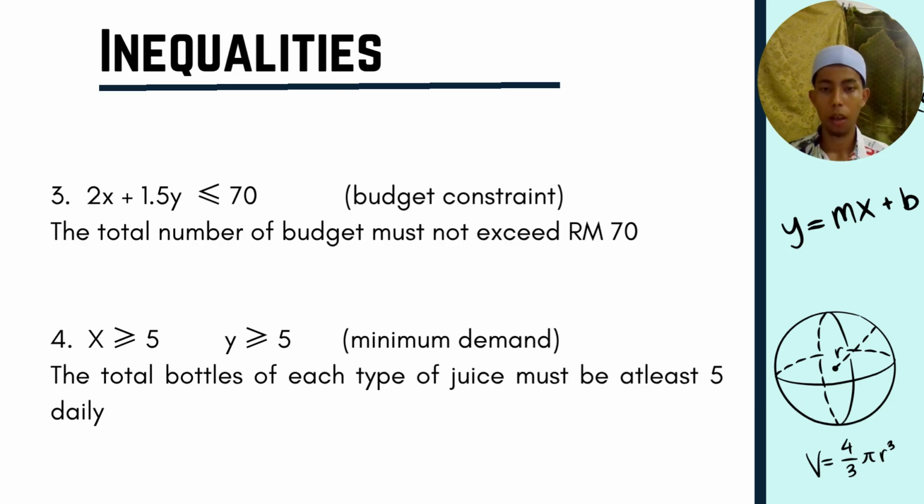Lastly, the inequality from minimum demand: x is more than or equal to 5 and y is more than or equal to 5. The total bottles of each type of juice must be at least 5 daily.